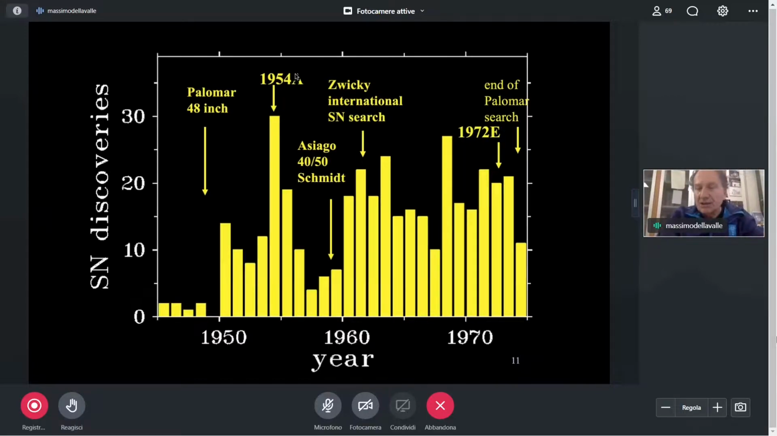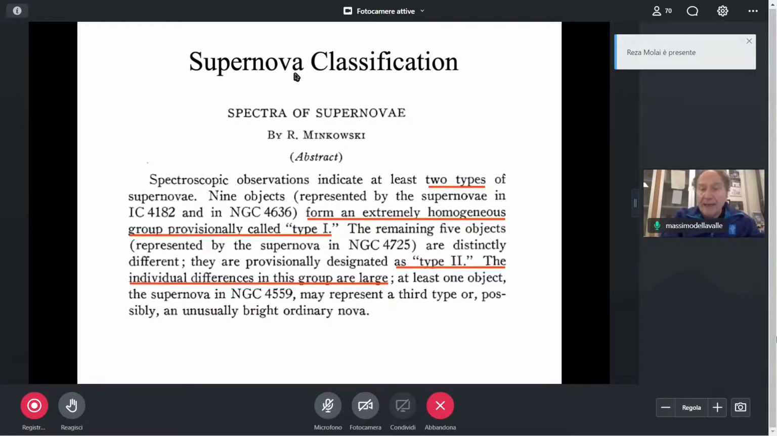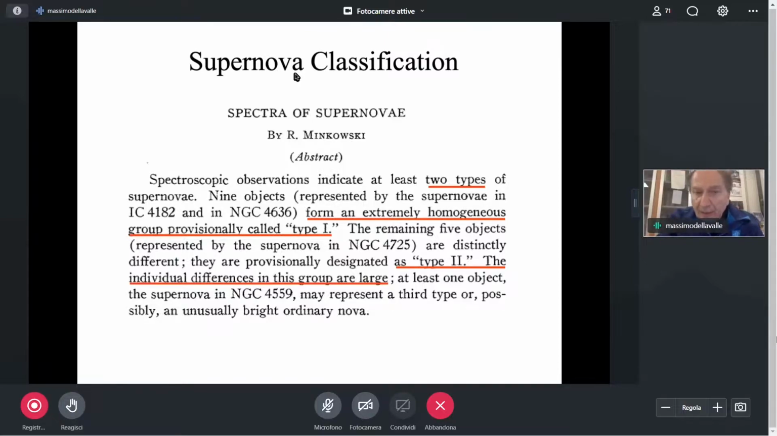On the basis of this sample of supernovae, it was possible to build the first supernova taxonomy. And basically, all supernovae could, at those times, be divided in two classes, type 1 and type 2. Type 1 are characterized by the lack of hydrogen in the spectra and a prominent absorption that you see at 6,155 angstrom due to silicon II. Type 2 supernovae were characterized by the massive presence of hydrogen. According to the original paper by Minkowski, type 1 supernovae form an extremely homogeneous group, while type 2 present individual differences.